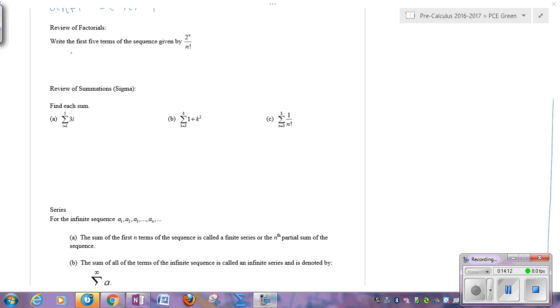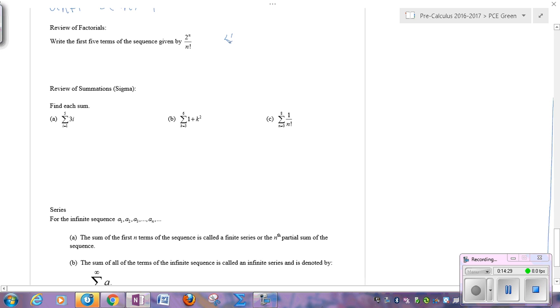Quick review of factorials. Sometimes they like to stick factorials into your sequences. Again, this is just a matter of substituting in your value for n. So you have an n factorial, and then you have a 2 to the n in the top. So quick review before I have you find the first 5 terms.